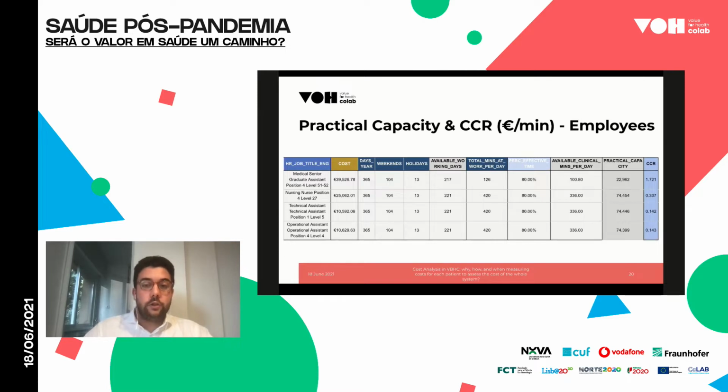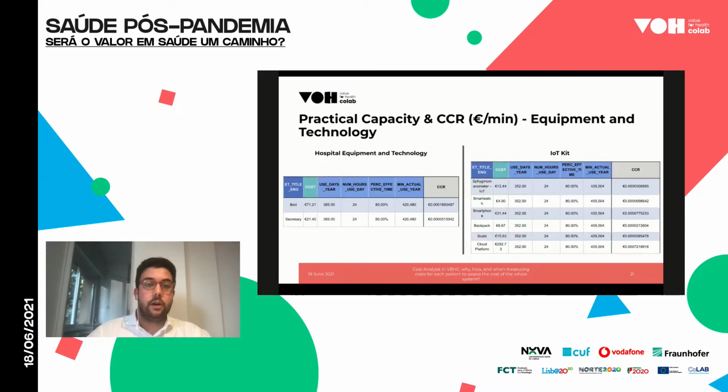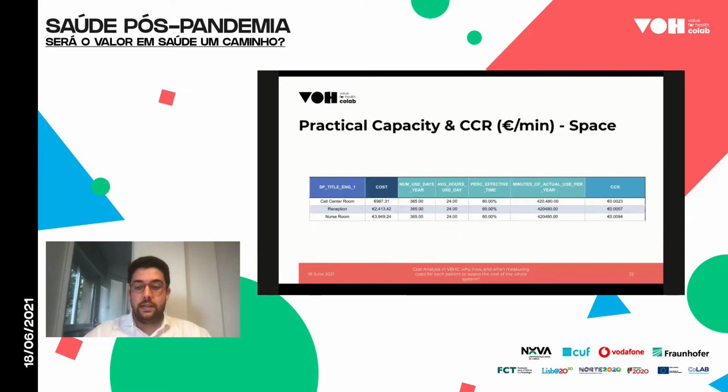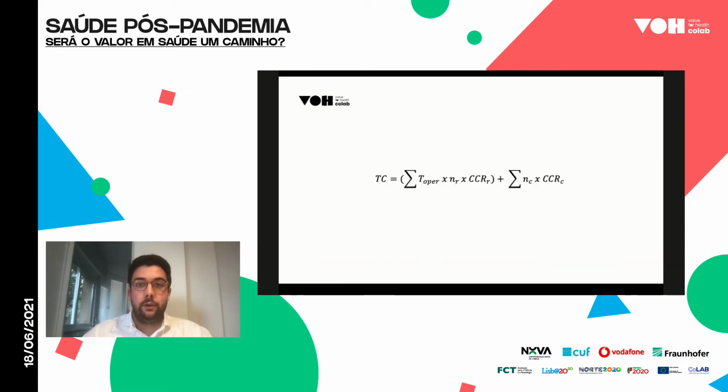And according to the literature, we assumed 80% of effective time because it is reported that 20% of the time is often dedicated to breaks or studying or education, which is not patient-related work. And then we computed the practical capacity and the capacity cost rate of each human resource, and the same methodology was applied to equipment and technology and to spaces. Now we are finally able to compute the total cost of the patient pathway.